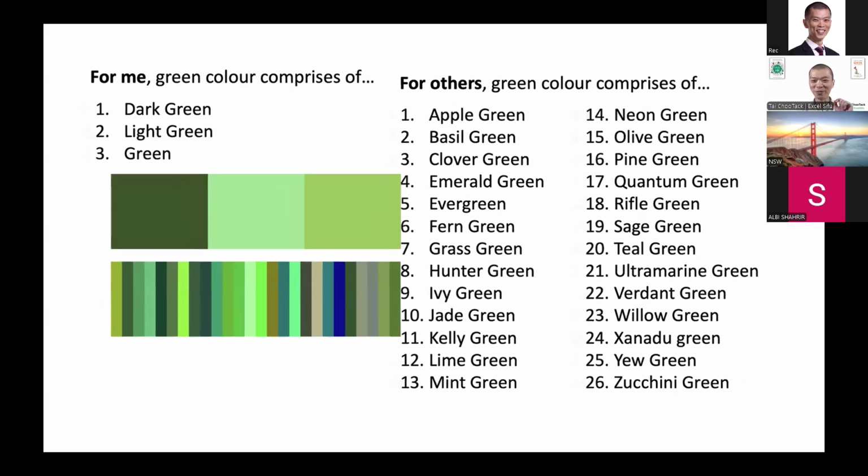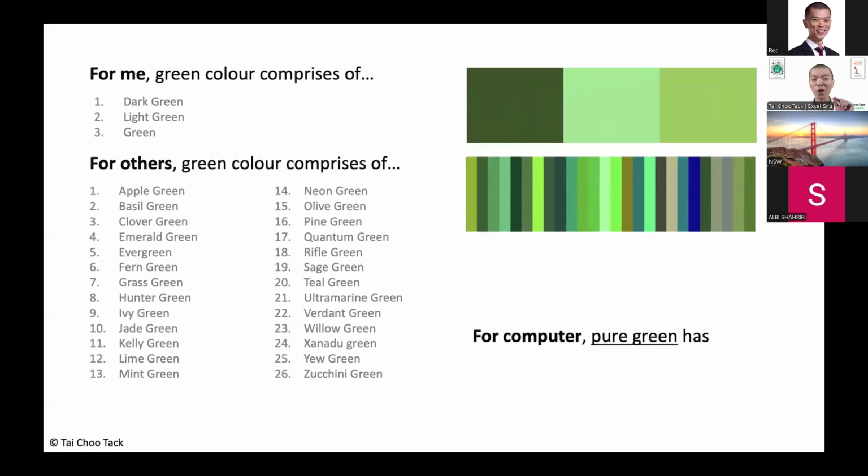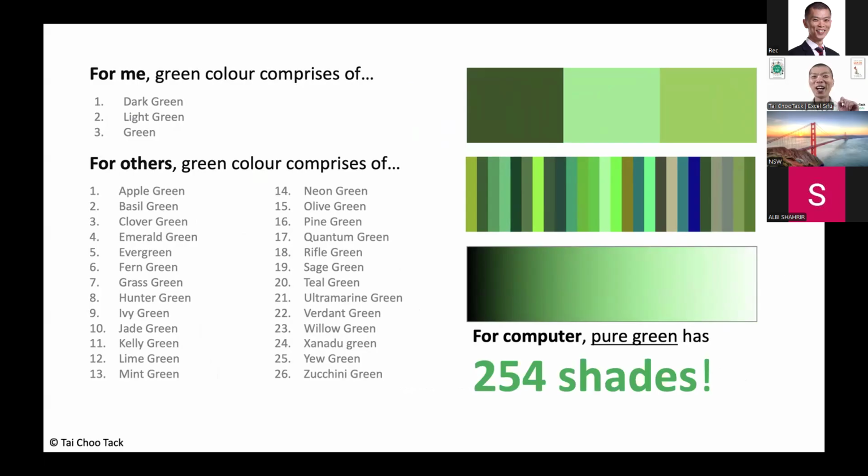What if, for a computer, pure green is more than 25, more than 26, more than 100, slightly higher than 200. There are 254 shades from the lightest to the darkest, like this one you see on the screen.